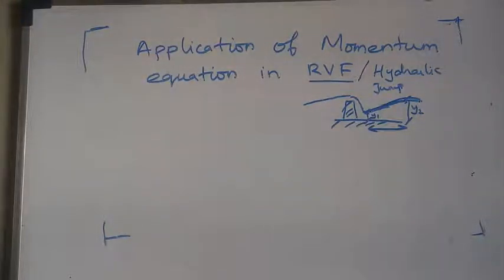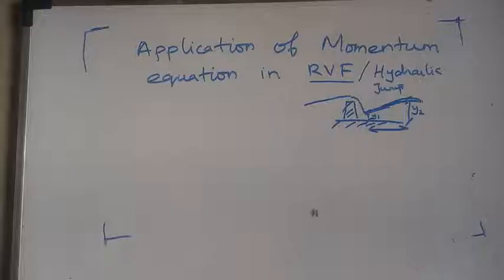So in rapidly varying flow or hydraulic jump problems, application of our normal Bernoulli's principle is not a good idea. Here a lot of forces are involved. So the momentum equation is the best thing for solving hydraulic jump problems. So now let's discuss what is the momentum equation. Then we will apply the momentum equation in hydraulic jump.